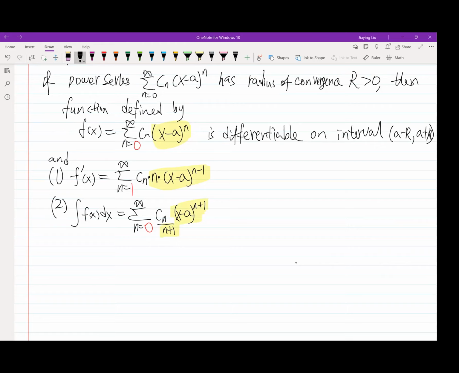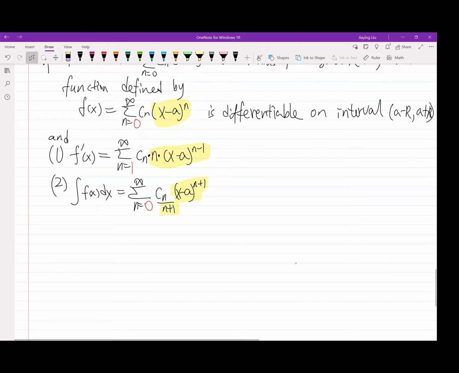Now I'm going to explain a little bit why we have n equals 1 to infinity when we take the derivative. Well, let me just expand f of x. So for n equals 0, we get c0 times x minus a to the 0, which is 1. We just get c0, a constant, plus c1 times x minus a to the first power, plus c2 times x minus a squared, and more terms coming after.